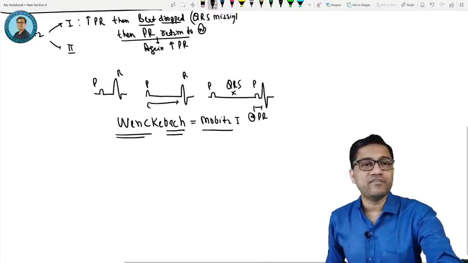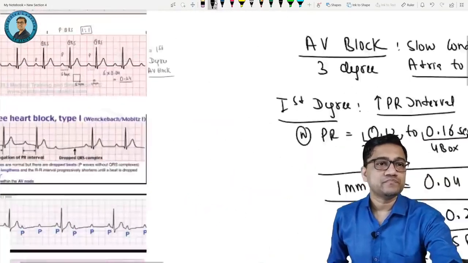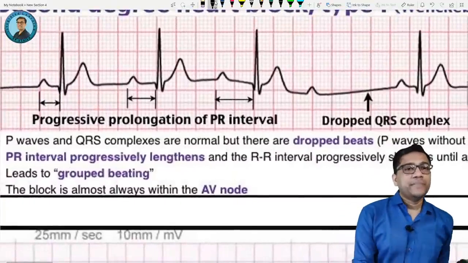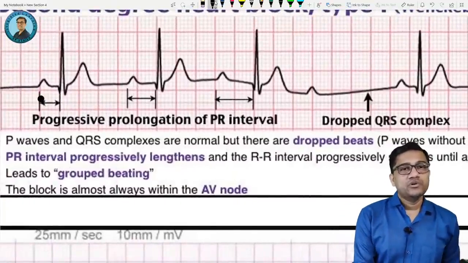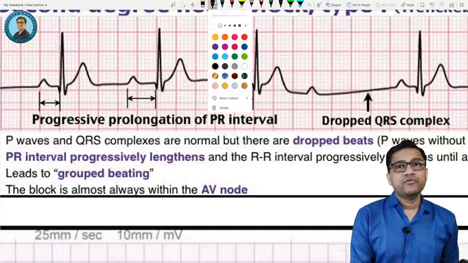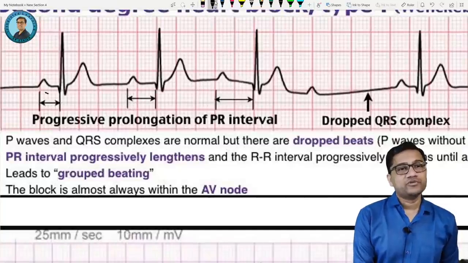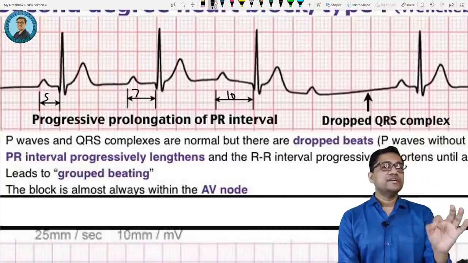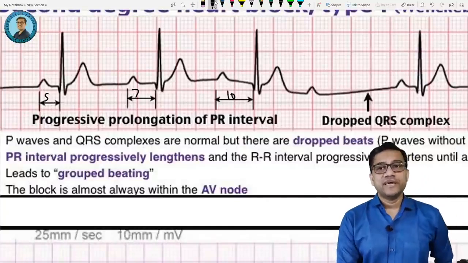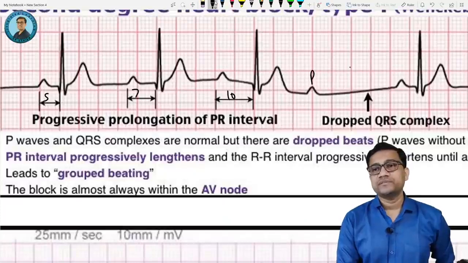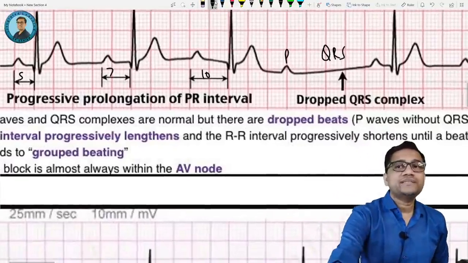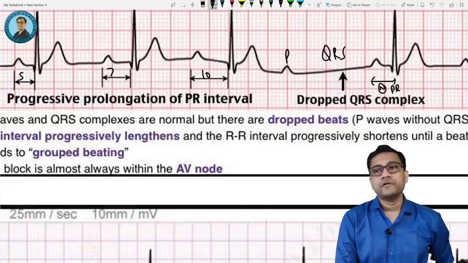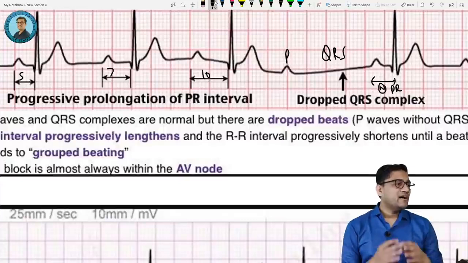Let's see this in graph form. Can you see here? See, PR is how many boxes? 5 boxes. Here it is 7 boxes. Here 10 boxes, so 10 boxes means it is increasing. Here there is a P wave and no QRS. QRS is missing. And again what happens? Normal PR. Clear?